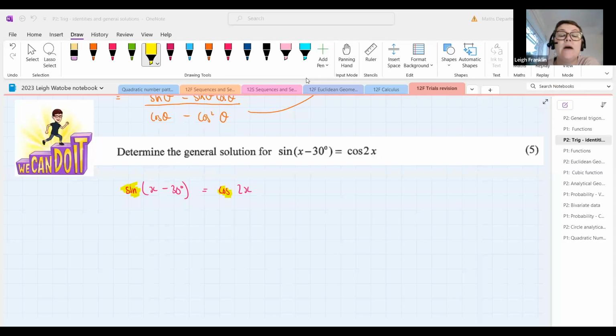Why are we not allowed to divide sine x by cos x? I'm glad you said that, Gugu. Why is that not allowed in this case? It's not allowed because the angles are different. Yes. Okay, if it was cos x minus 30, then we're allowed to do that. But because it's not, the angles are different, we are not allowed to do that.